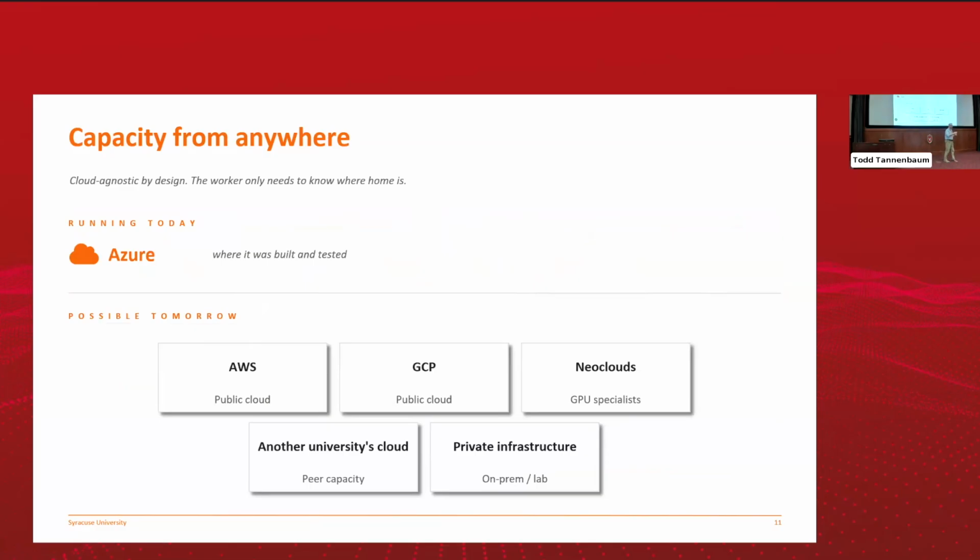So in closing, today it's in Azure because that was a path of least resistance, had some familiarity in there. But tomorrow I want to go to AWS, GCP, NeoClouds, other universities, private and other private infrastructure. I don't care where it ends up.